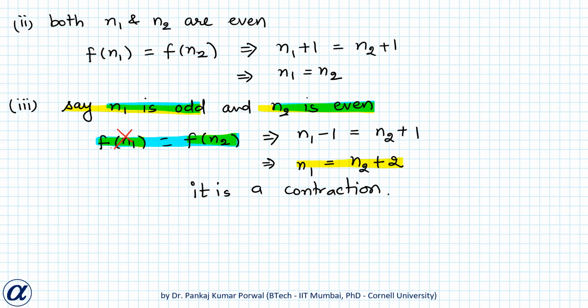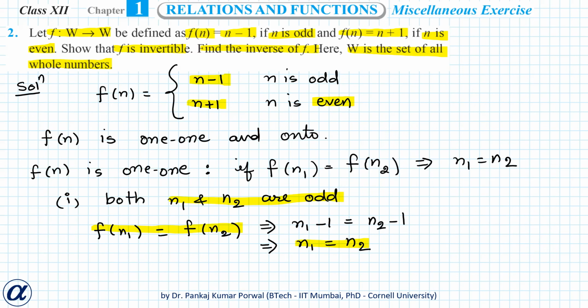So when n1 is odd and n2 is even, this statement is not possible. So only two cases are possible, that is both n1 and n2 are odd or both n1 and n2 are even, and in both cases we have shown that f(n1) equals f(n2) implies n1 equals n2. So this shows that our function f(n) is one-one. Next we have to show that our function is onto, and before I show that, let's see one thing here. When n is odd, f(n) is n minus 1, so f(n) will be 1 less than n. This implies that f(n) will be even.